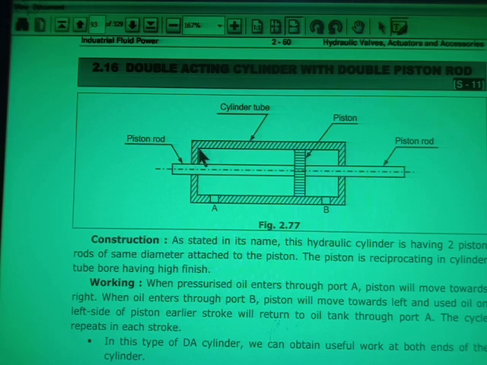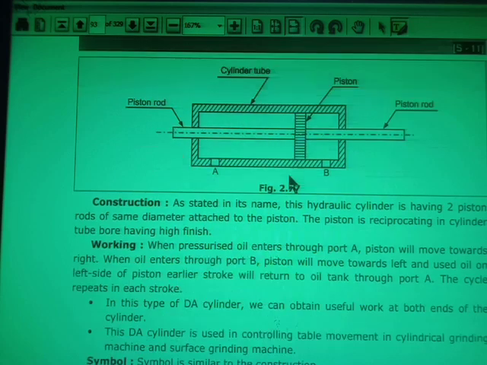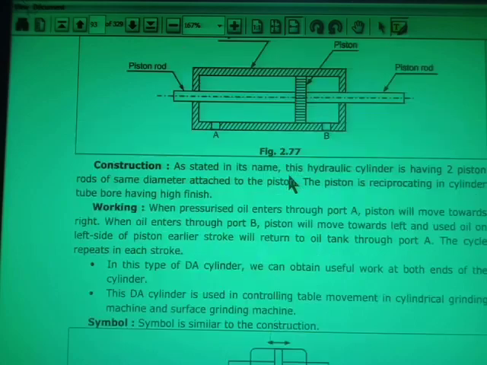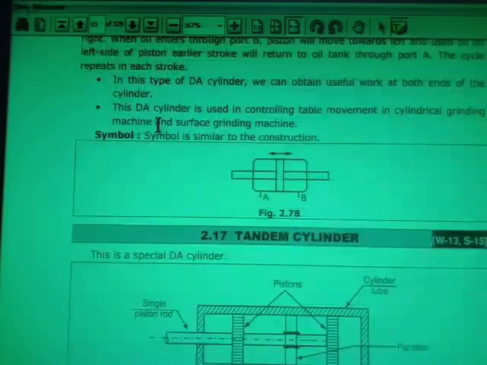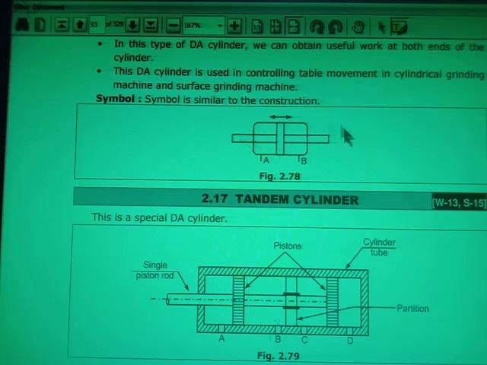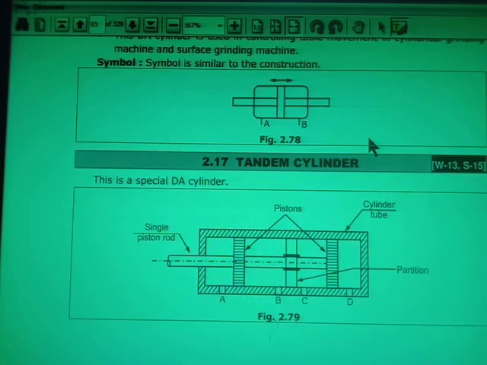So what is the construction? Very simple. This is the cylinder body. There are the 2 ports A and B. This is the piston, and now you can see the piston has a piston rod on both ends. On this end also there is a piston rod, and on this end also a piston rod is provided, right? So work can be performed in this direction also and in this direction also, and this is the symbol for a double acting double piston rod hydraulic cylinder.